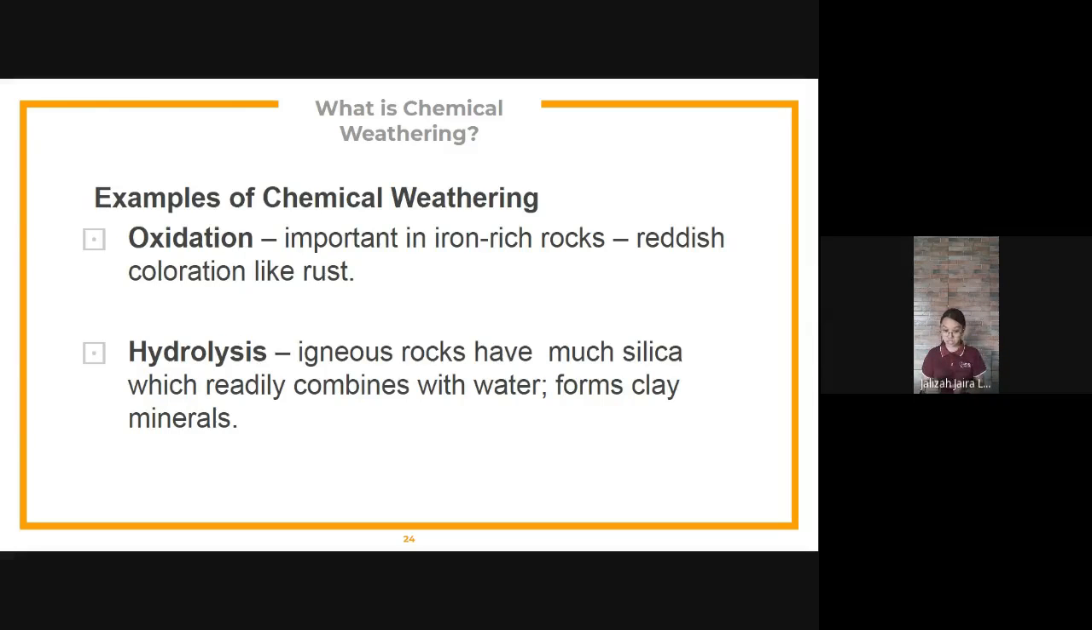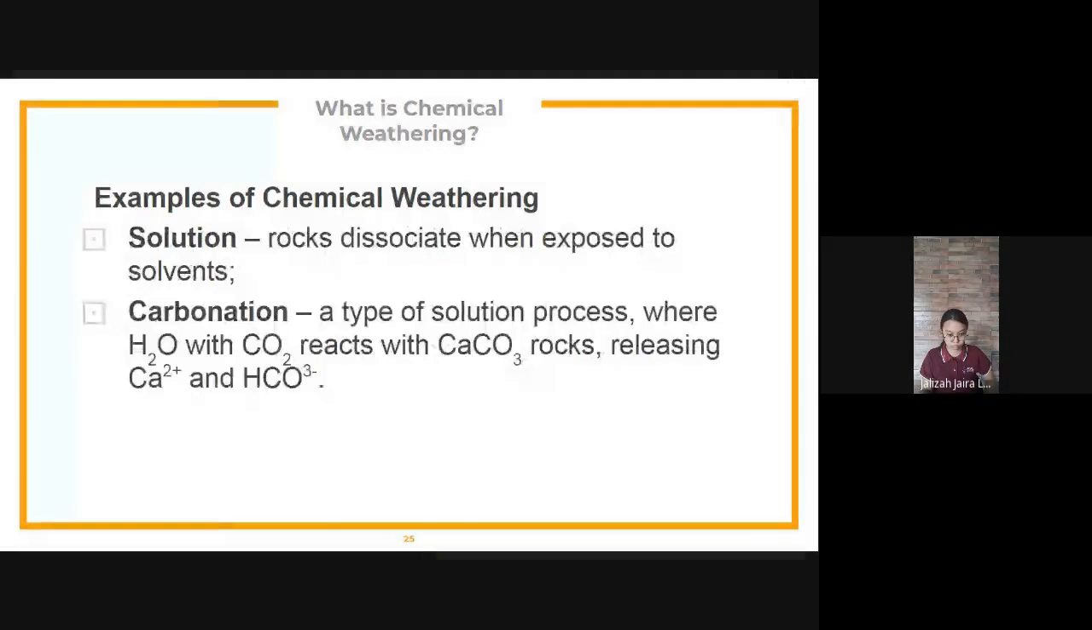We also have hydrolysis, wherein rocks with silica end up combining with water, forming clay. There's also biosolution, so natutunaw, the minerals end up getting dissolved, or also carbonation, wherein those rocks rich in carbonate materials end up reacting with water. So still there's a solution of some sort, a dissolving of some sort.